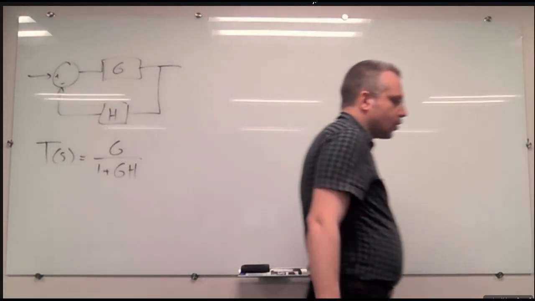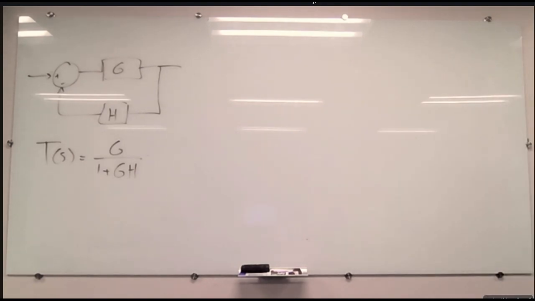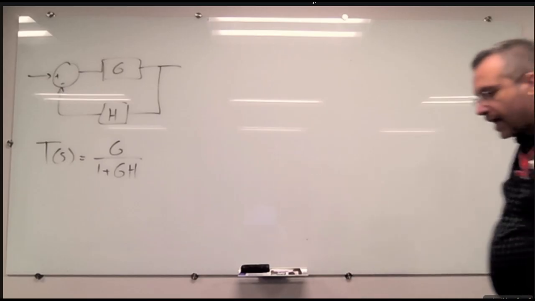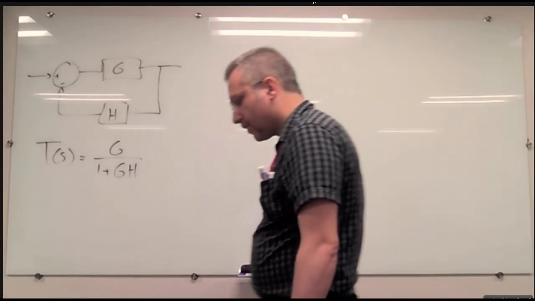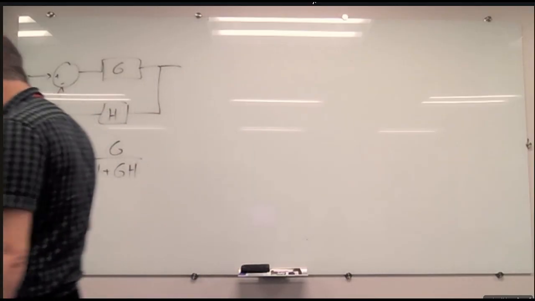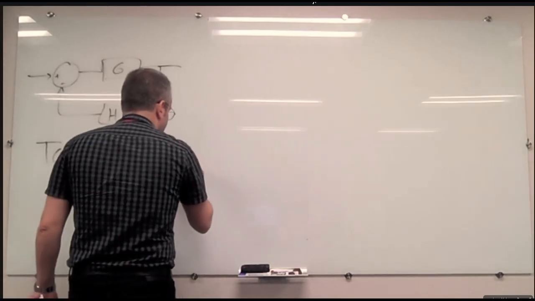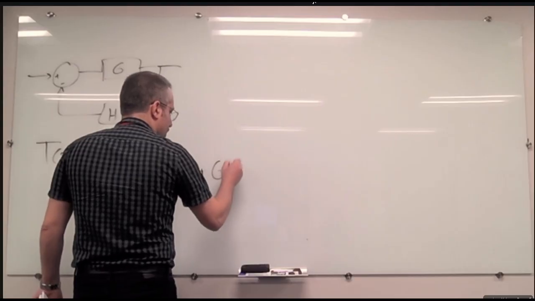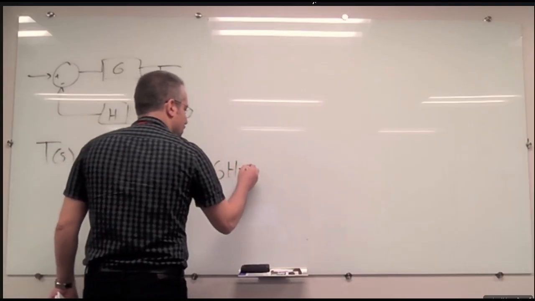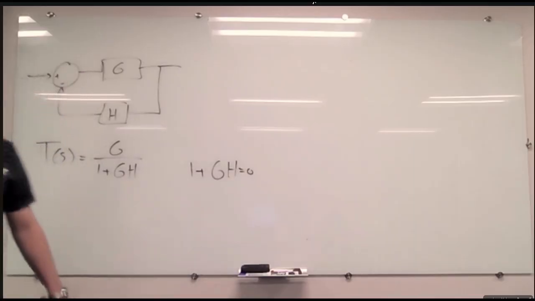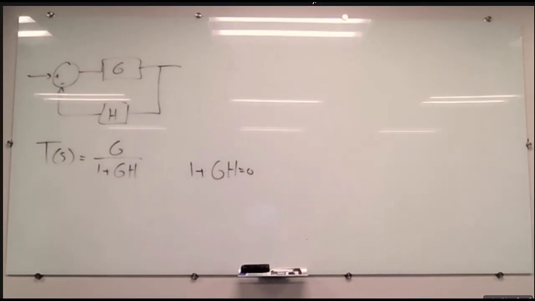Now, based on this closed loop transfer function, we said that what we care about when we talk about stability is the zeros of the denominator, which means we want to see when this 1 plus GH will be equal to 0, which defines basically the poles of our closed loop system.